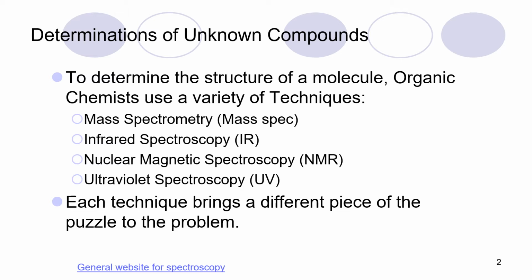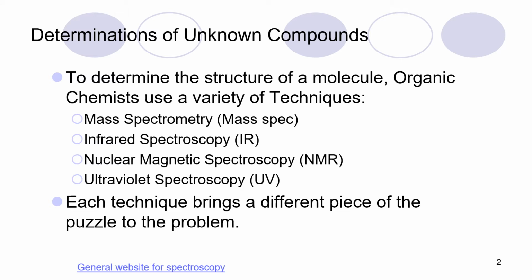All right, so let's start with the overall what we're getting into, and that is how to determine unknown compounds. So often, if you're given a compound, either you're creating it in lab or you're given one in lab, and you're trying to find out what it is. So organic chemists have a variety of techniques to do that.